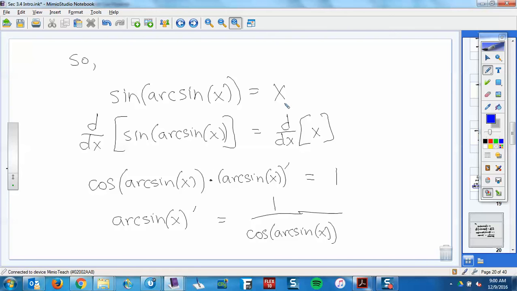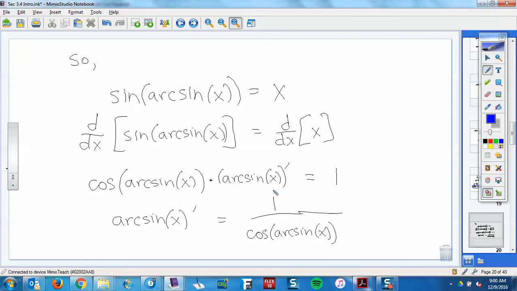Now, I'm going to do the derivative of both sides. Since sine and arc sine are inverse functions, this is a true statement. So how do I do the derivative of sine? Well, I do the outside first, so that would be cosine. I leave the inside alone. Arc sine x I leave alone.